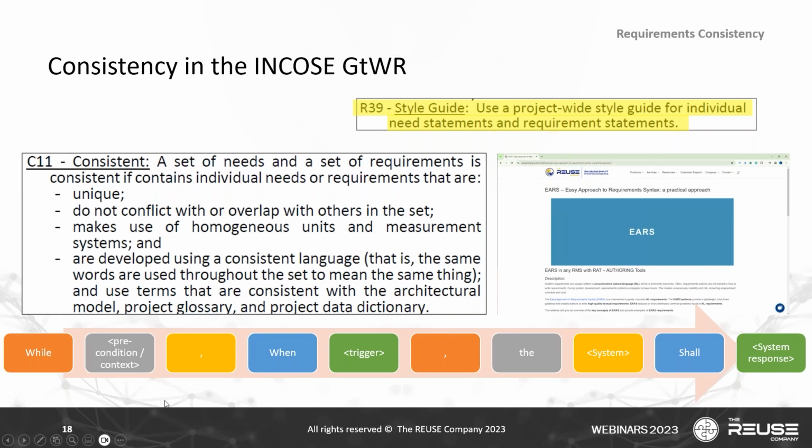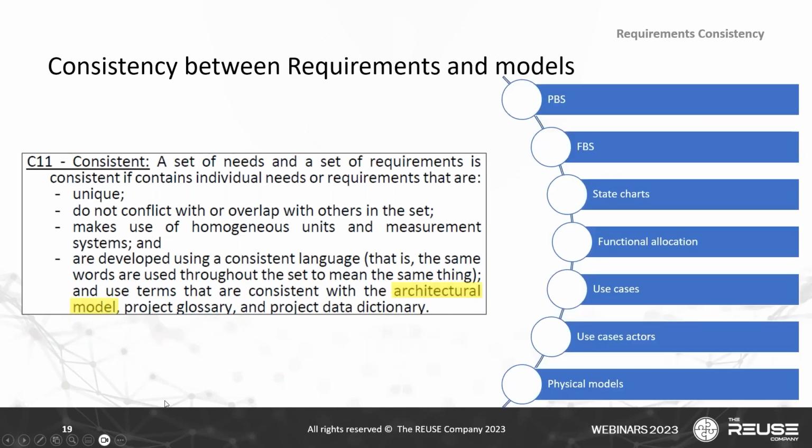So all this has to do, of course, with consistency, but today's topic is more how to check or guarantee consistency with the architectural models, as already described in the INCOSE guide. So it has to do with consistency between textual requirements, eventually managed in a requirements management system, with models managed in an MBSE tool, including product breakdown structures, functional breakdown structures, state charts, functional allocation between the functions and the logical functions, the logical components, use cases, actors, physical models, blah, blah, you name it, right?